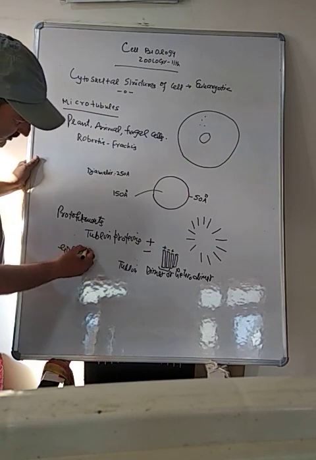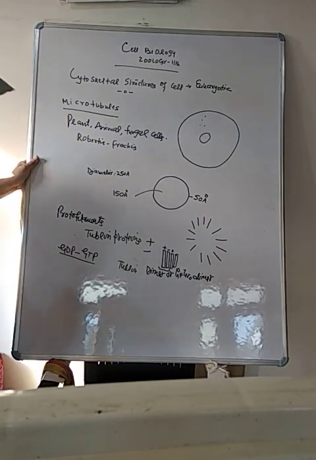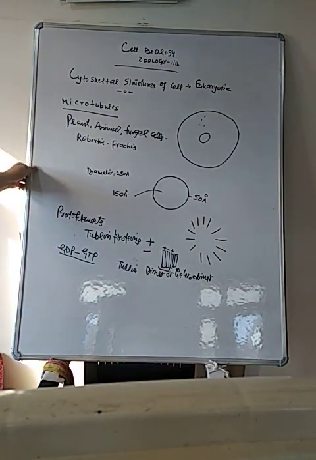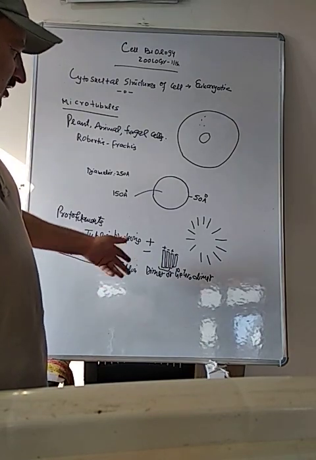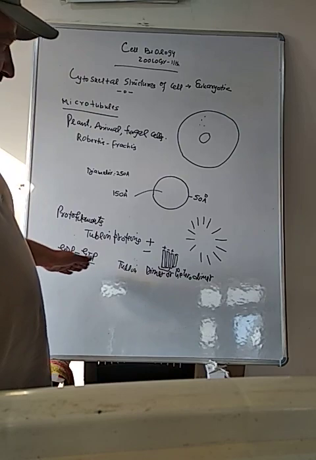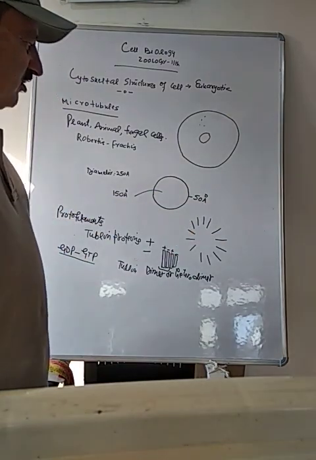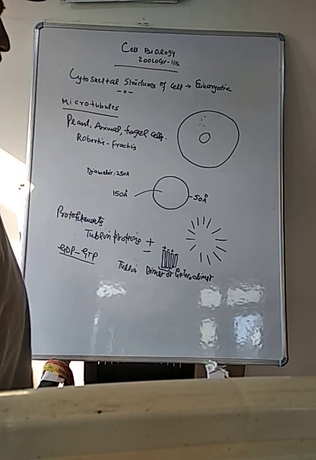Now we need some type of material like GDP, guanosine diphosphate, and GTP, guanosine triphosphate. These two are very important for their assembly. These help in assembling of dimers, these help in formation of protofilaments, then these help in the association of the protofilaments to form a microtubule.